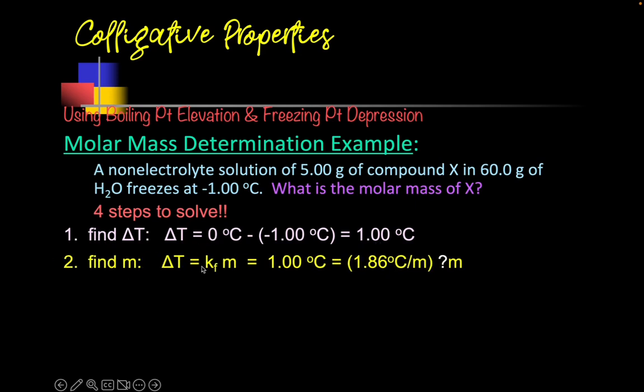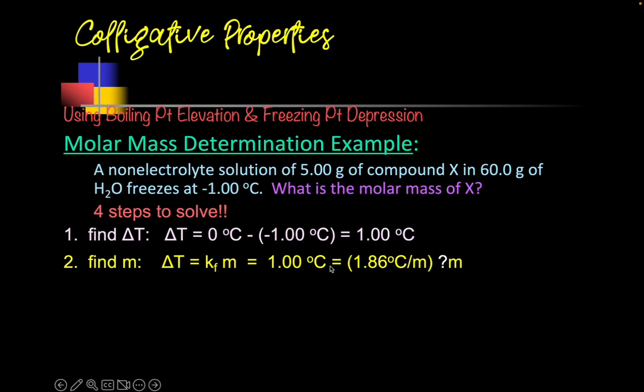The second step is you can plug that 1 degree Celsius into change of temperature equals Kf times m, and little m is molality. So I can say 1 degree Celsius equals 1.86 degrees Celsius per molality, and I can solve for my question mark, little m. This is the Kf for water because water is my solvent, and that is a constant that you can look up, or it was given to you in your notes in this video.